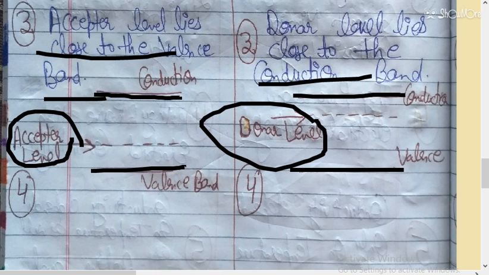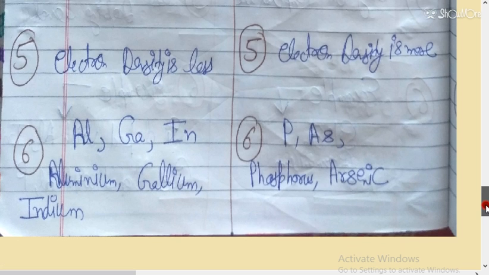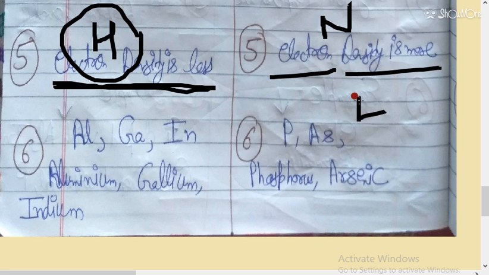So three differences you have seen. You can find some other differences also. In p-type, hole density is more and electron density is less. Obviously holes are more, so the hole density will be more. In n-type semiconductor the electron density is more, and hole density will be less. So these are the common differences that you can remember.